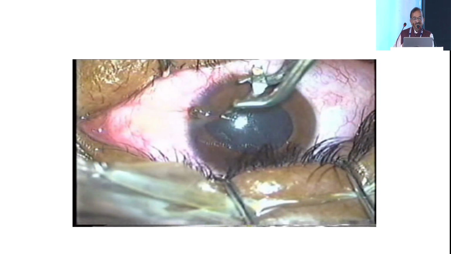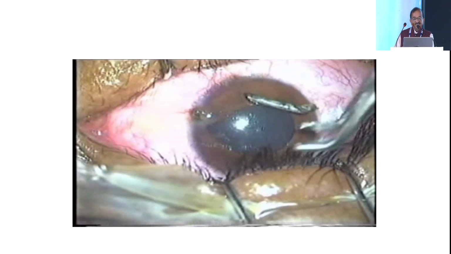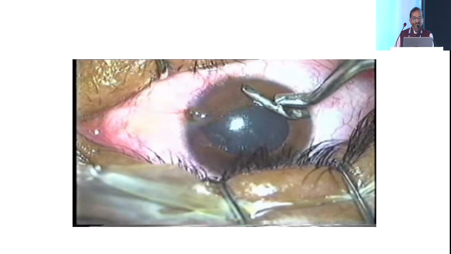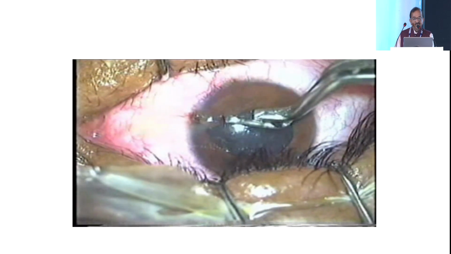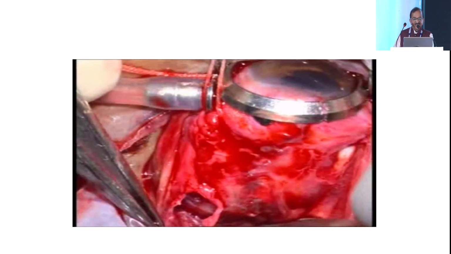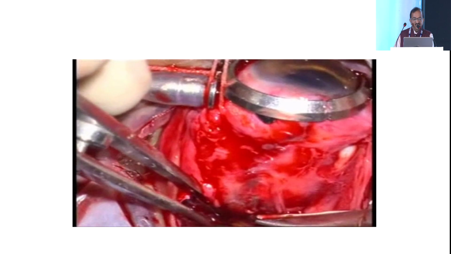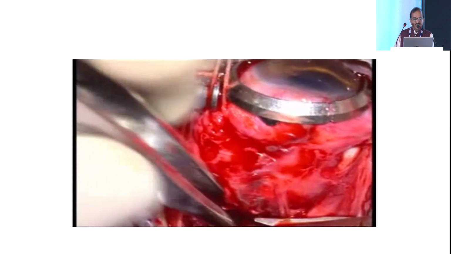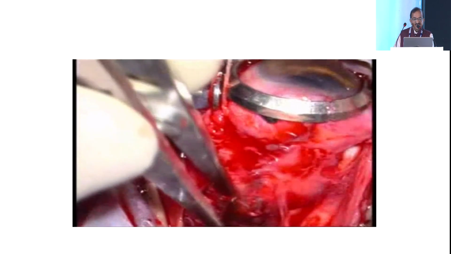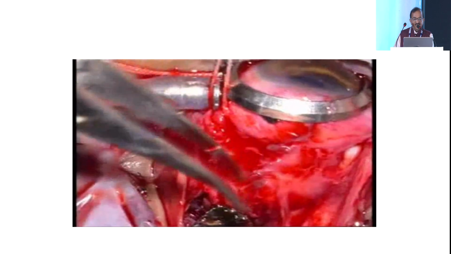The videos from this point onwards, the subsequent videos, I would like to thank Dr. Guruprasad for lending to me. The subsequent videos are from his collection. These are some foreign bodies which are lodged in the coats of the eye. You can see that this is a relatively older one.